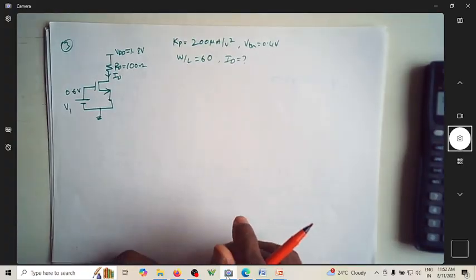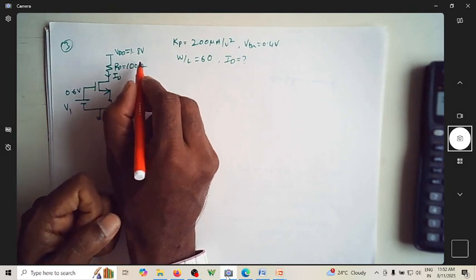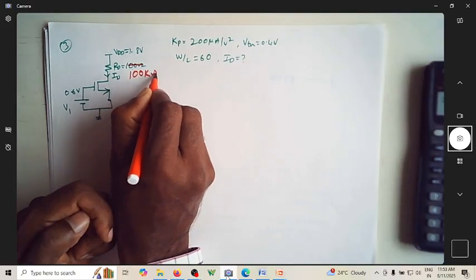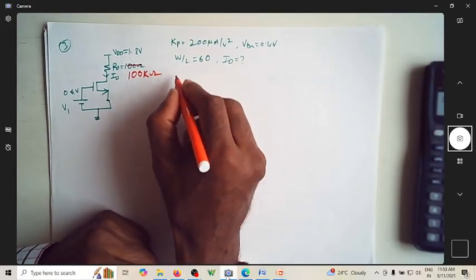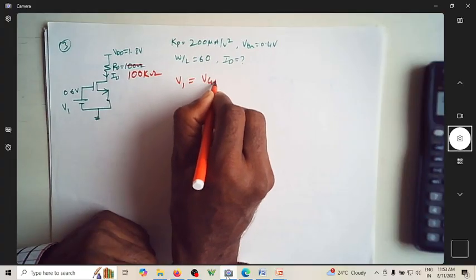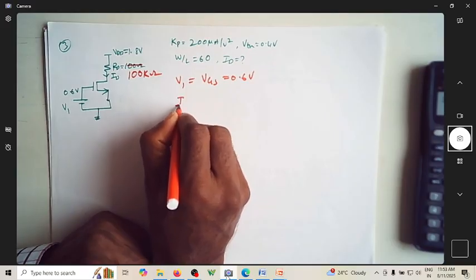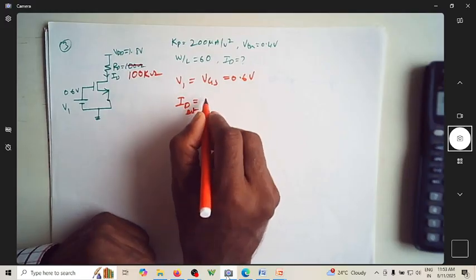Let me find what is ID of this. Shall I take it as 100 kilo ohm, for some clarity? Okay, for some difference. So let me again consider V1 is now equal to VGS, which is 0.6 volts, and I can assume this in saturation region and find the ID.